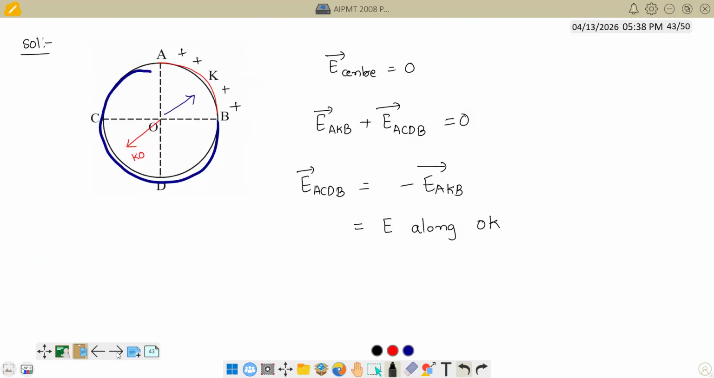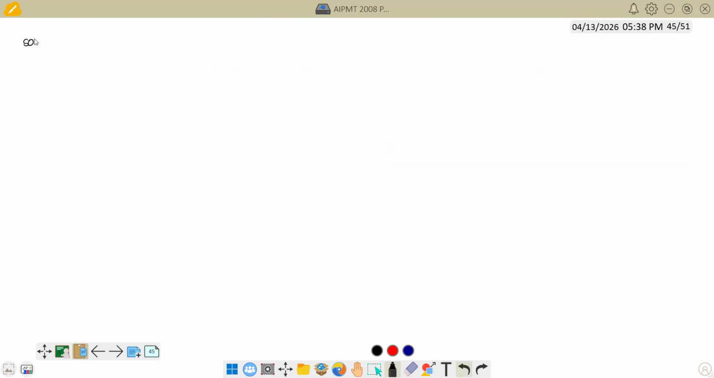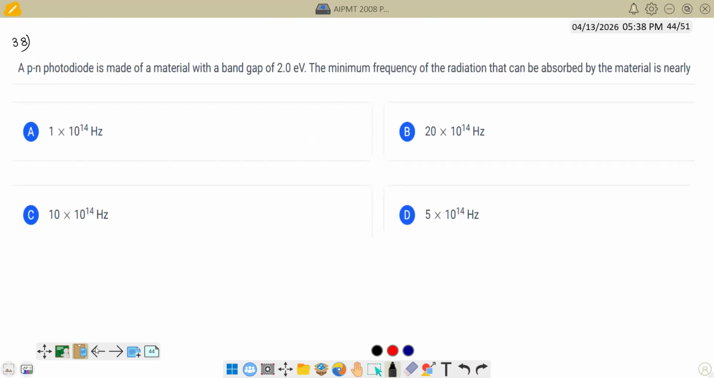We'll go for the next one. A PN junction photodiode is made of a material with a band gap of 2 electron volts. The minimum frequency of radiation that can be absorbed by the material is? If you need, you can see how the photodiode functions in the detailed recording on that.